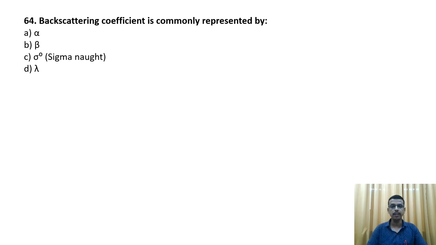Then 64, backscattering coefficient. That is a very important parameter of microwave remote sensing, that is denoted as sigma naught. Okay, sometimes it is represented as gamma also, but the most appropriate is sigma naught.